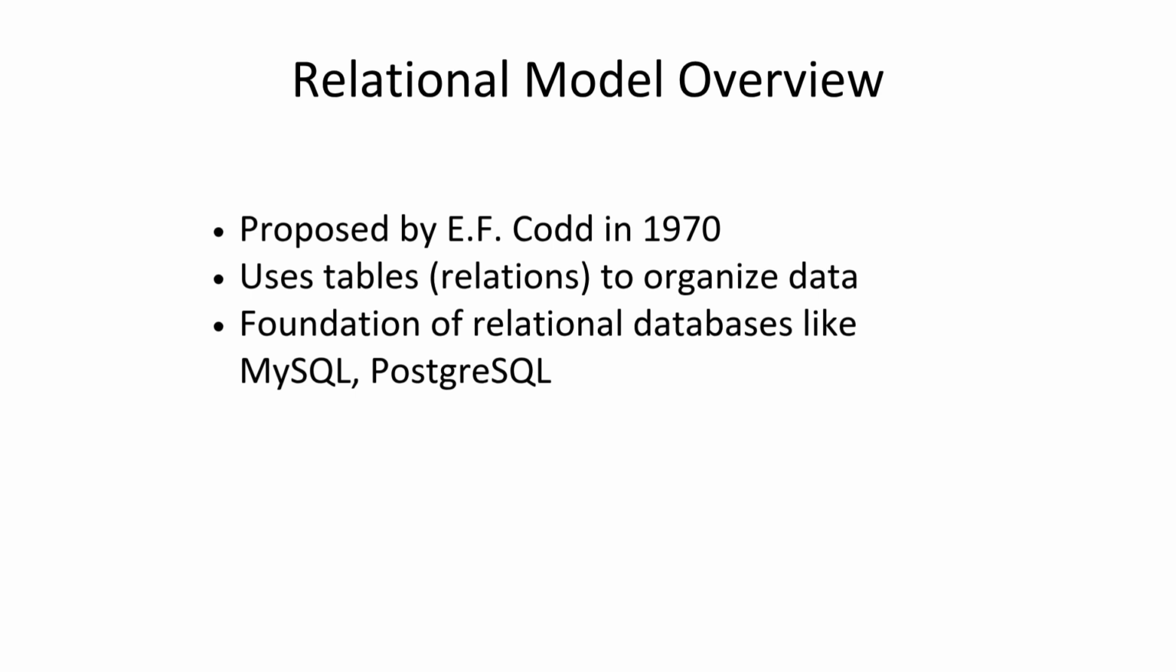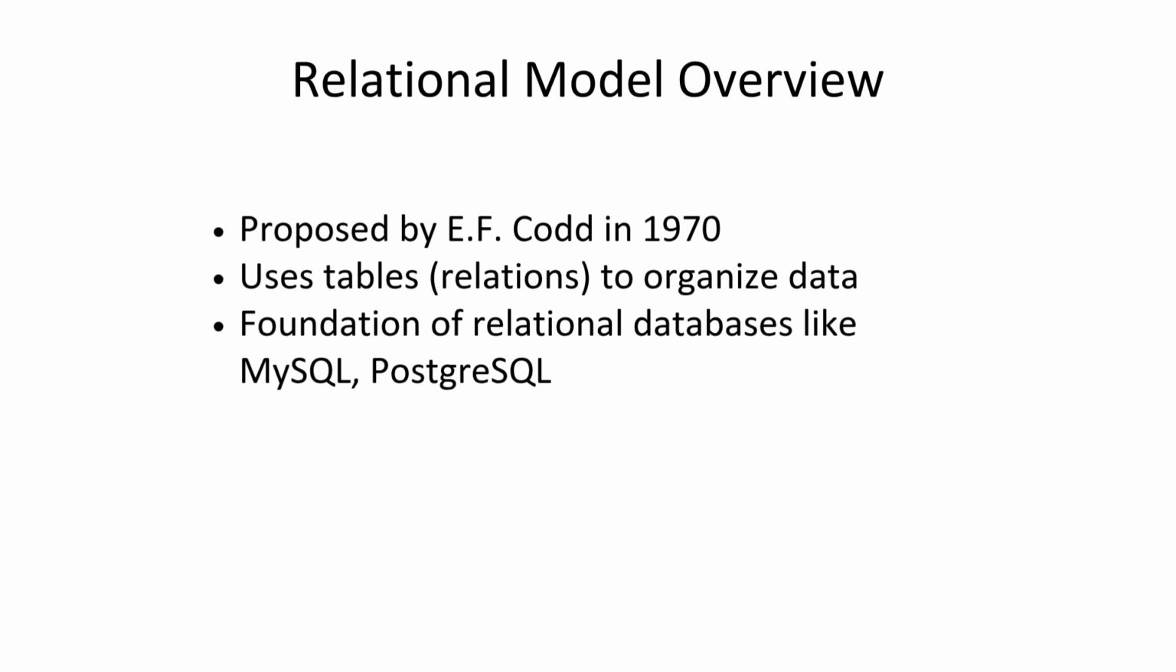Relational model overview. The relational model was introduced by British computer scientist E.F. Codd in 1970 while working at IBM. It was a breakthrough that shifted how data was handled in computer systems. Prior to the relational model, data was stored using hierarchical and network models, systems that were rigid, difficult to scale, and harder to modify. Codd proposed a model based on set theory and first order predicate logic.